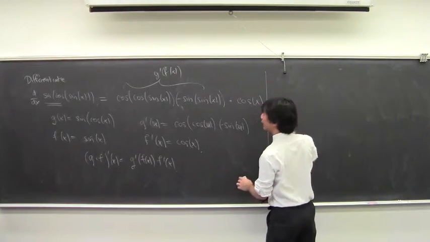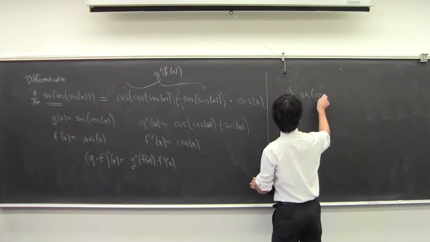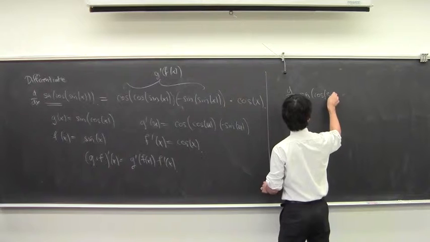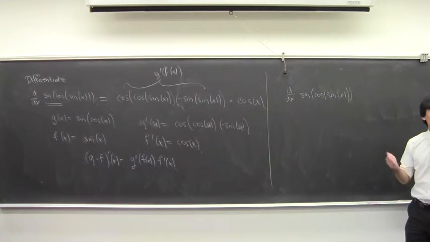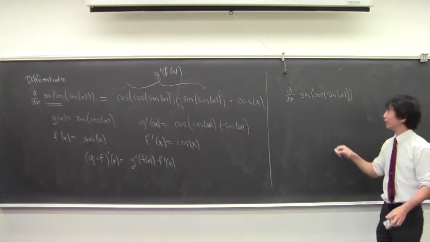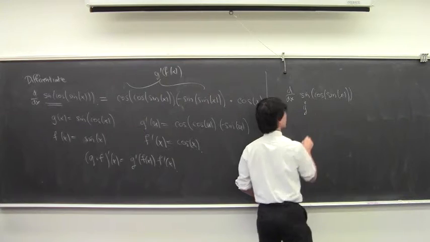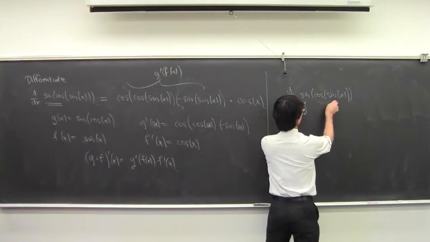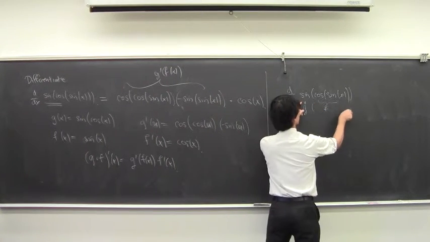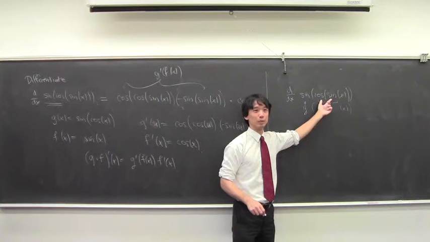Okay, let me do it again. The derivative of sine of cosine of sine of x. So another, maybe more common, way to do it is the following. You say, well, I'm going to let g be this guy, and I'm going to let f be this guy. I'll let f be the inside guy's composition.